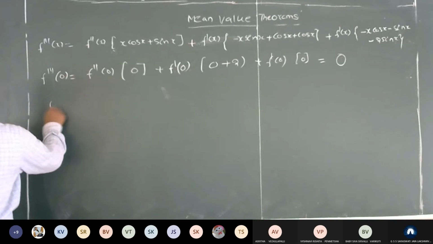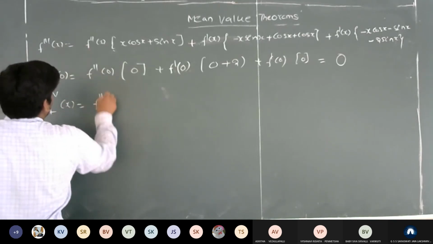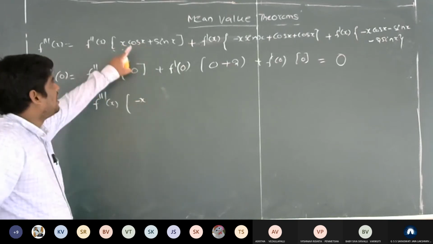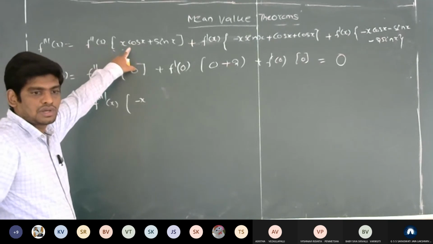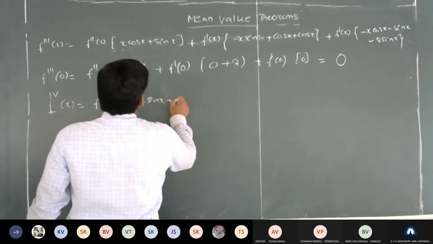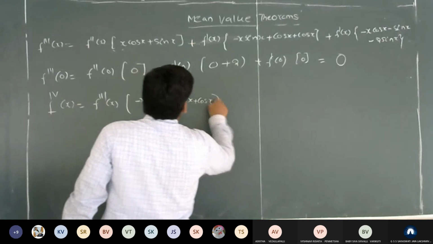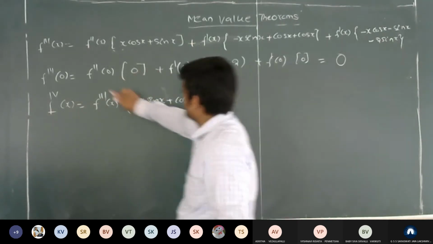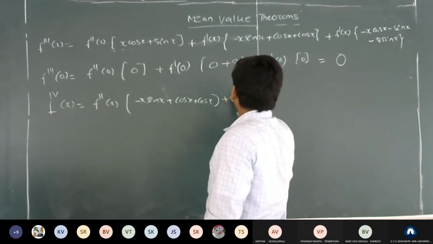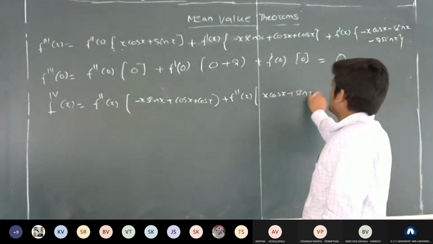Right. So f fourth dash of x is equal to f triple dash into minus, already we have these values, right? So just use those values. So this is x sin x plus cos x plus cos x. Next plus f triple dash of x into the same term x cos x plus sin x, right?